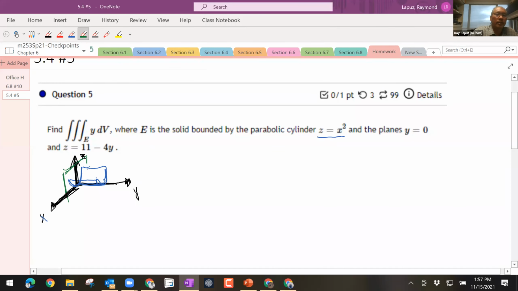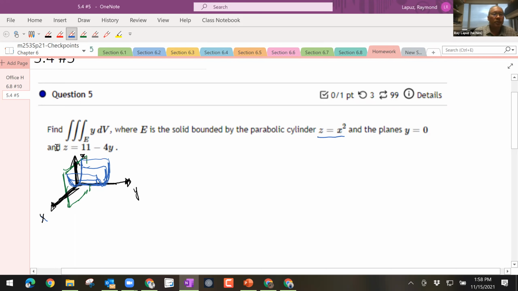So the plane y equals 0 is all the way here at the end, where the xz plane happens. So already we can have this as one of the boundaries. So we know that we're not going to get any more negative in the y direction.